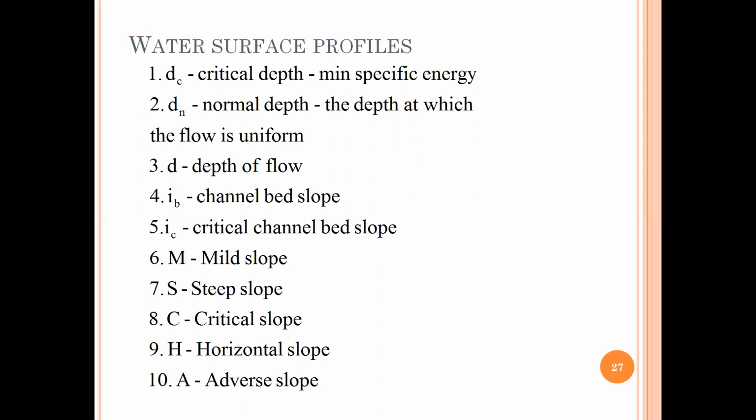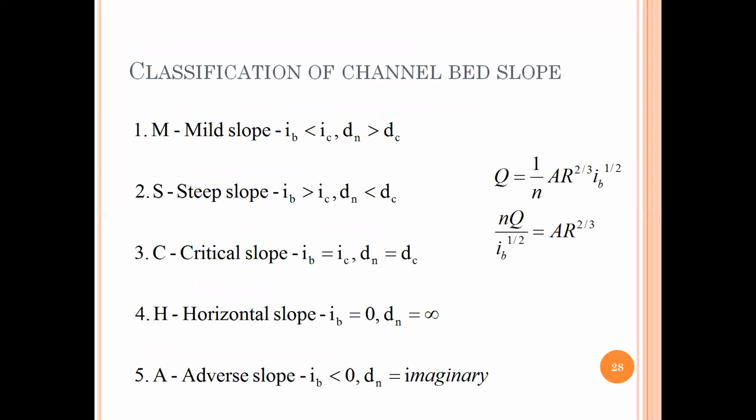Now, based on the first five parameters, we'll be having different types of profiles. The first classification of the profiles is based on the channel bed slope, and they are mild slope, which is denoted as M, steep slope, denoted by S, critical slope by C, horizontal slope by H, and adverse slope by A. These are the different channel bed slopes based on which we'll be classifying. So what are these slopes? I will explain in detail.